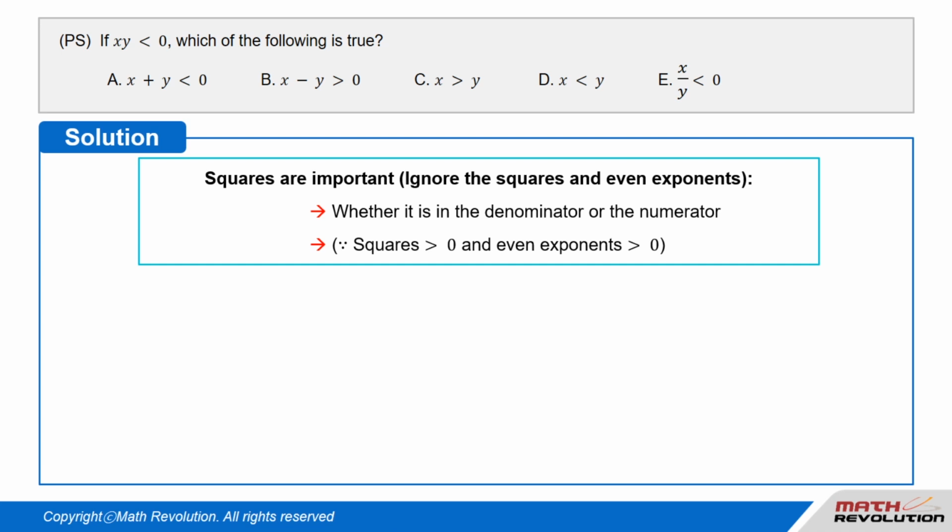Square factors and even exponent factors are always positive, so multiplying or dividing a term by a non-zero square factor or a non-zero even exponent factor does not affect the direction of the inequality sign. We should ignore the square factor or even exponent factor, whether it is in the denominator or the numerator.